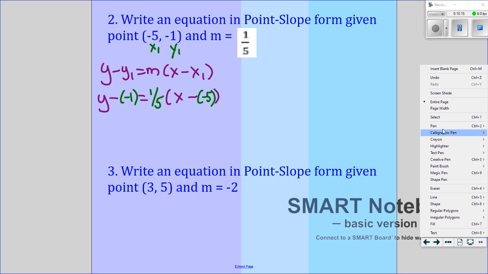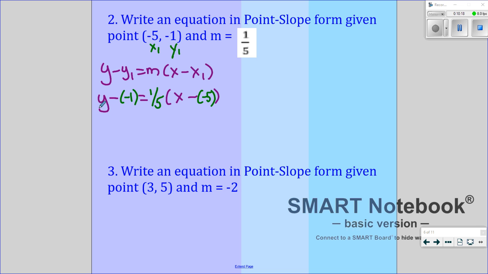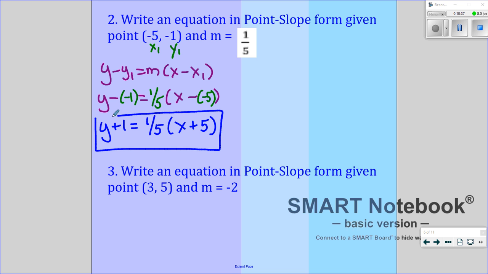Okay, and the last step is to simplify. So we're just distributing whatever negative is in front of our point, x1, y1. So it would be y plus 1 equals 1 over 5 times x plus 5. And that's our point slope form equation with the point and the slope that they gave us. That is all you need to do. Again, do not try to distribute. Resist the urge to distribute this part. Leave it in its form.